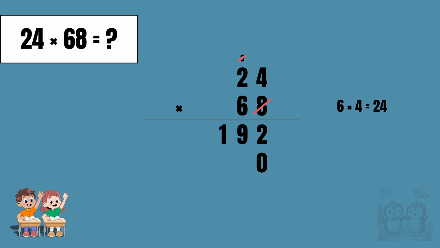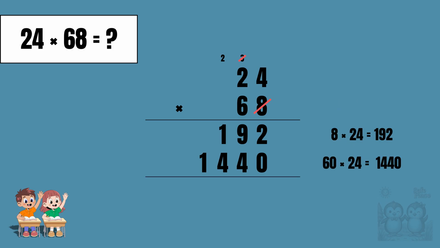Now we calculate just like before. 6 times 4 equals 24. We write down a 4 and carry the 2 to the 10's place. Don't forget to keep it in mind. Next, we calculate 6 times 2, which gives us 12, and we add the 2 we carried earlier. That makes 14. We write it down. So our results are 8 times 24 equals 192, and 60 times 24 equals 1,440.